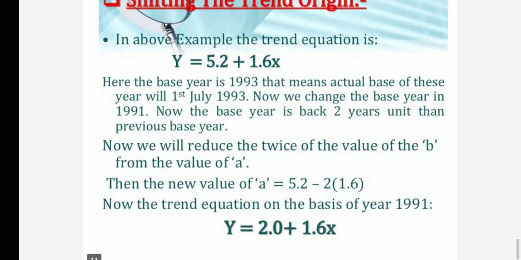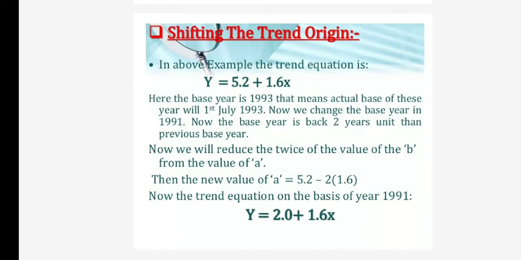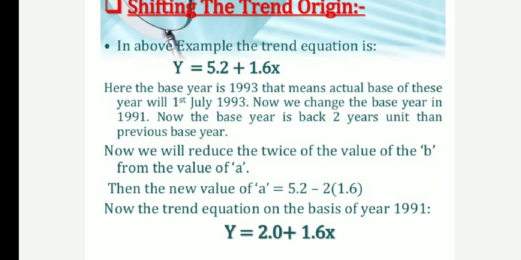Next is shifting the origin. Shifting the origin means this y equals this for the base 1990. Suppose next we have to find the trend value for a base of say 1996 or 2000 to predict that. Also for the base as 1991, what to do? We have taken the base as 1990 there. If you want to take 1991, then how to do that?